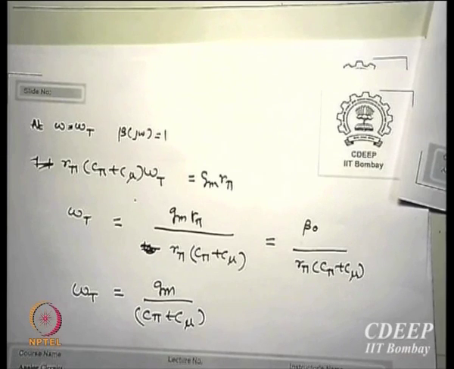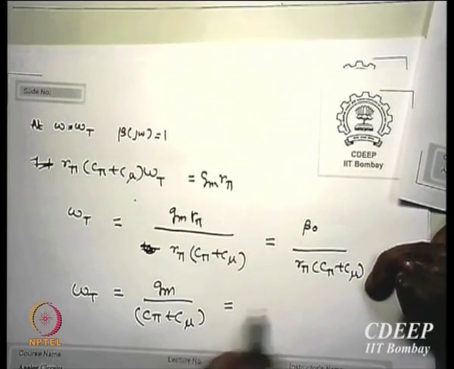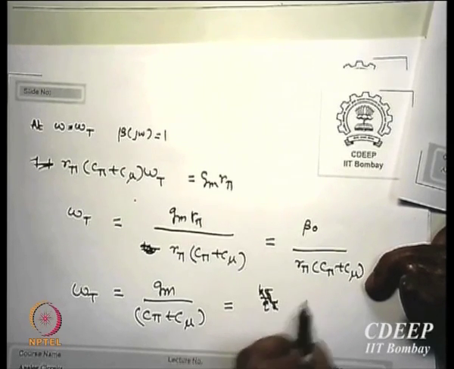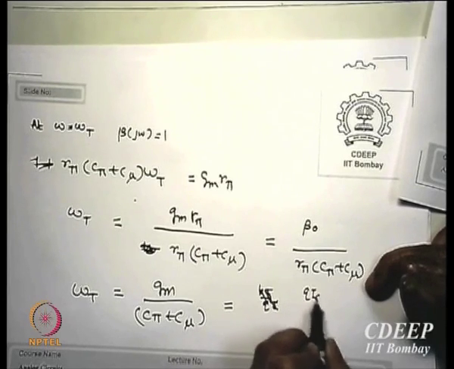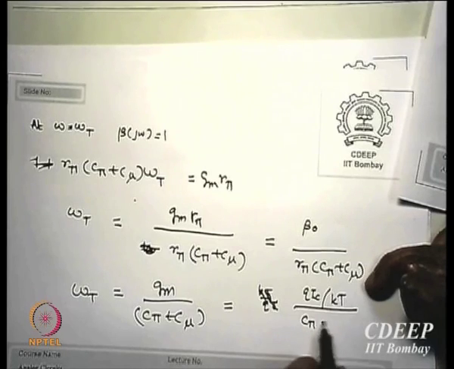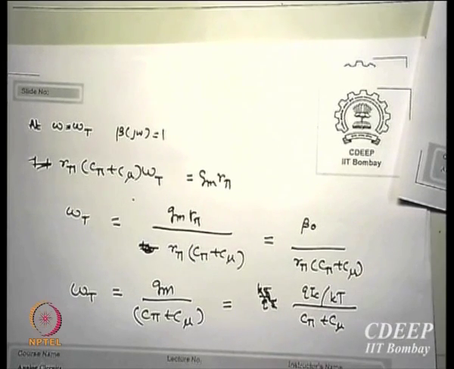You are right. So omega t is what? gm upon (c pi plus c mu). What is gm? Sorry, I am very sorry. q IC by kT, divided by (c pi plus c mu).